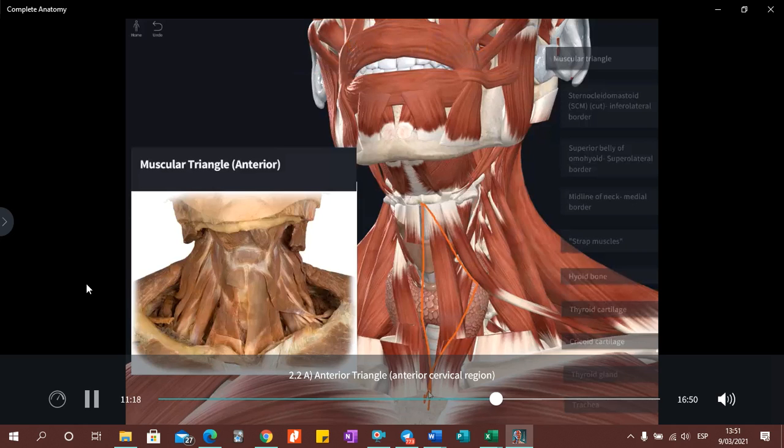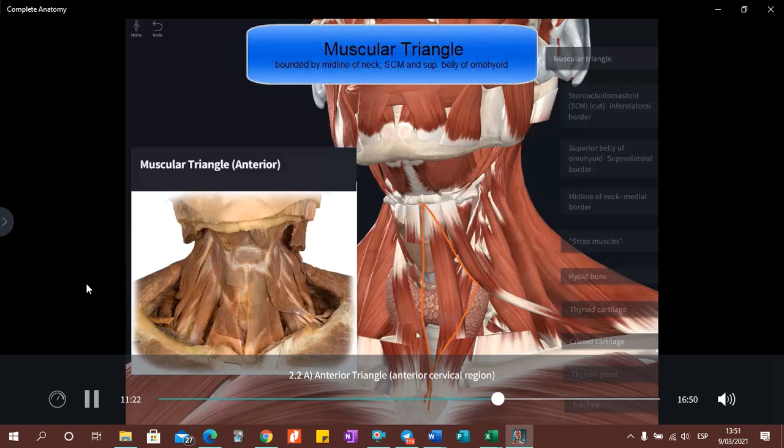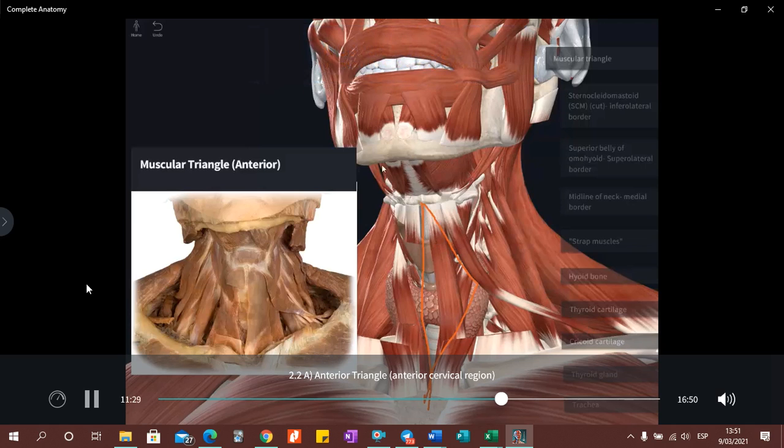the borders or boundaries of this triangle, and you can see one of them would be the midline of the neck medially, and then superolaterally you would actually have this little part here, this belly of the omohyoid. So that's going to be the superior belly of the omohyoid, because the inferior belly is down here. And we've removed a little bit of the sternocleidomastoid, but the sternocleidomastoid would actually make up the inferolateral border, whereas the superior belly of the omohyoid makes up the superolateral border.